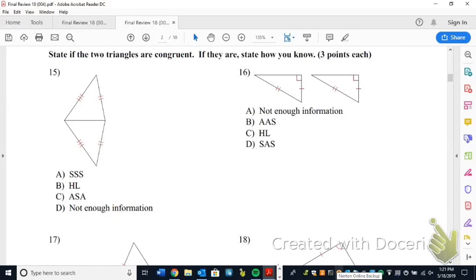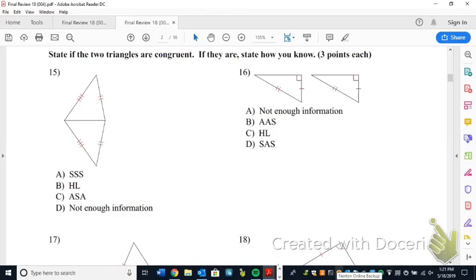So 15, what we're looking at on these next ones is whether or not these two triangles are congruent. If these two triangles are congruent, we have to give the reason for determining their congruency. Remember, our reasons for congruency are side, side, side, SSS. Side, angle, side, SAS. Angle, side, angle, ASA. And angle, angle, side, AAS. There's also hypotenuse, leg, HL. What there isn't is angle, side, side. Not a thing.